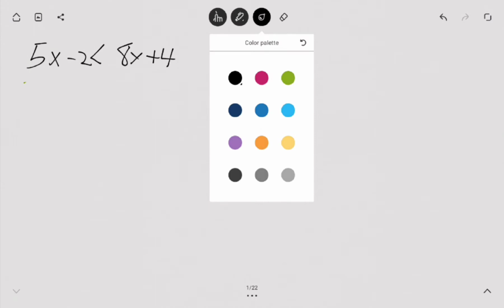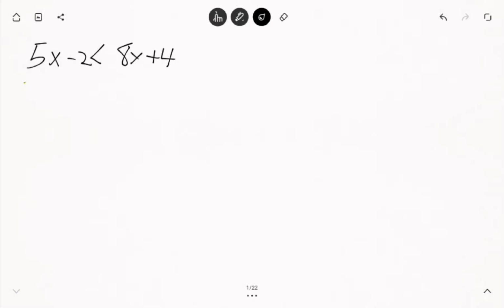Now, with that in mind, the first thing we need to do is to maintain the 5x over here. Then we bring the 8x across the inequality sign. It becomes negative 8x, less than. We maintain our 4 here and we send the negative 2 to the other side of the inequality sign. It becomes plus 2. So from here, we just go ahead and do simple arithmetic. 5x minus 8x will give me negative 3x, less than 4 plus 2 will give me 6.